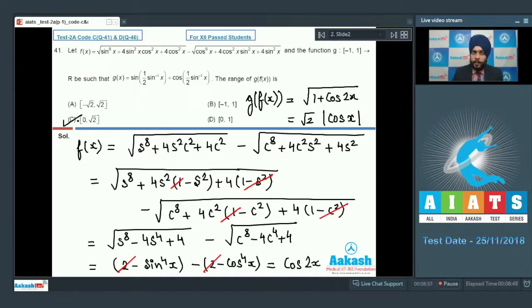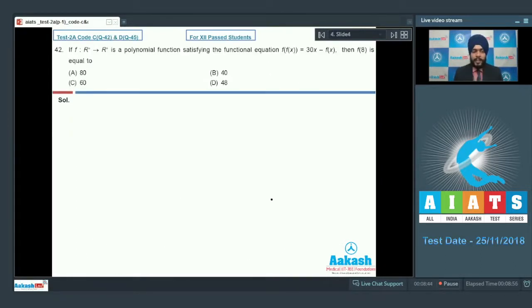Okay. Let us move further to question number 42. Question number 42 says that let f from R positive to R positive be a polynomial function satisfying the equation f of f(x) is equal to 30x minus f(x). Then what is f(8) equal to?